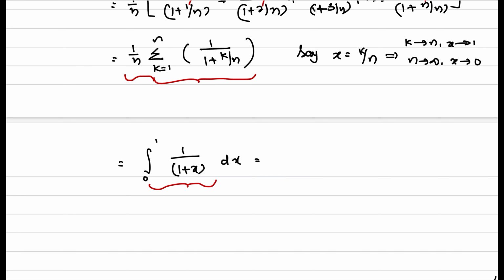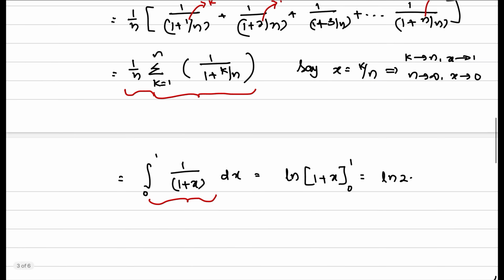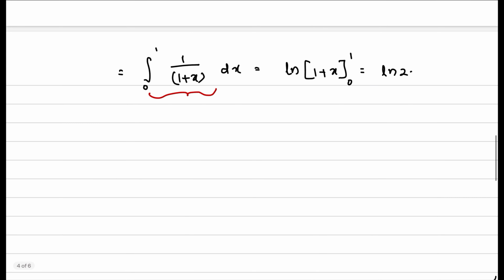Now, what is the value of the integral from 0 to 1 of 1 by 1 plus x dx? That is equal to ln of 1 plus x from 0 to 1, that is equal to ln 2. That means the sum Sn is equal to ln 2 when a is equal to 1. This is one answer.